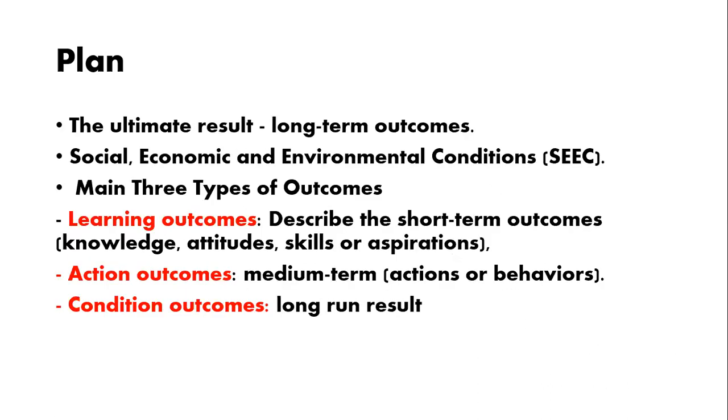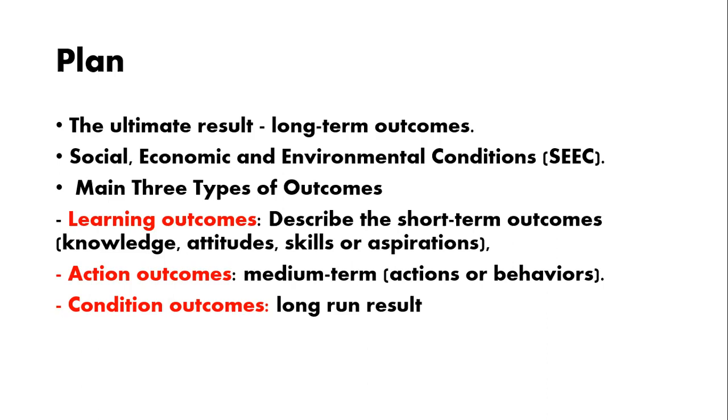There are three main types of outcomes in the plan: learning outcome, action outcome, and condition outcome. These are the outcomes we expect after the implementation. Describe the learning outcome. It is the short-term outcome, which may be knowledge, attitude, skills, or aspirations. This is a learning outcome.